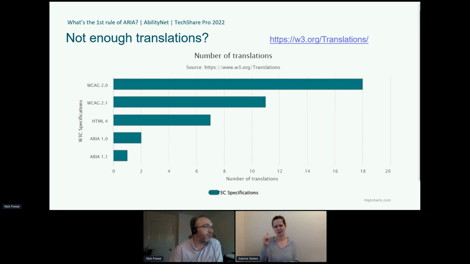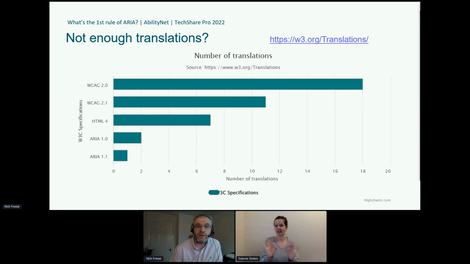WCAG 2.1 is still pretty good. It still has 11 translations. It's not too bad. But if you look at ARIA 1.0 and 1.1, those are right down towards the bottom of the graph, with only 2 and 1 translations, respectively. And obviously, ARIA 1.2, which is about to be finalised, doesn't have any translations yet.